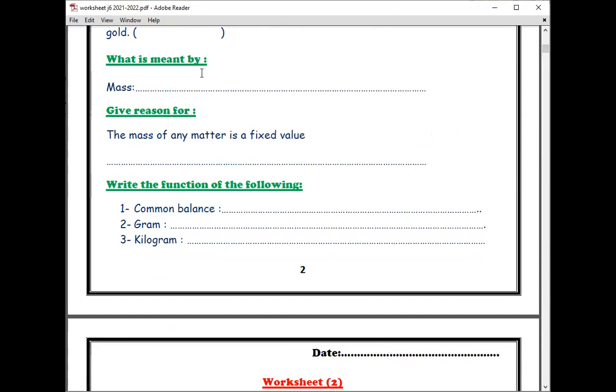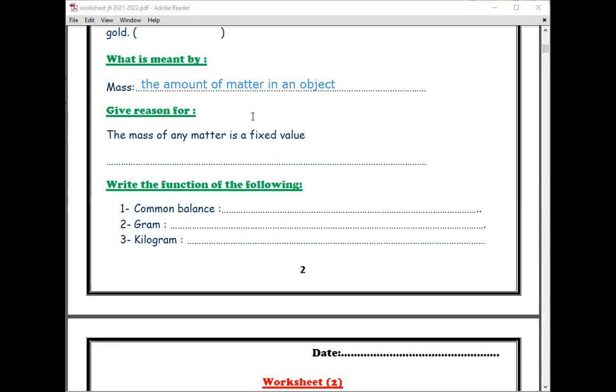Question number 3, what is meant by mass? What is the definition of the mass? Mass is the amount of the matter in an object.